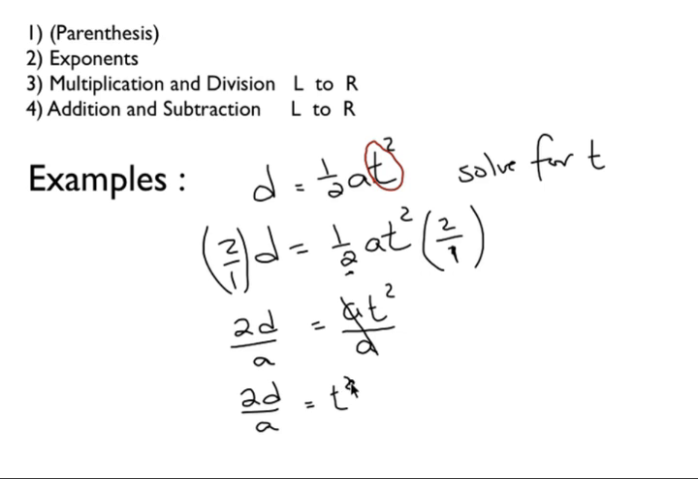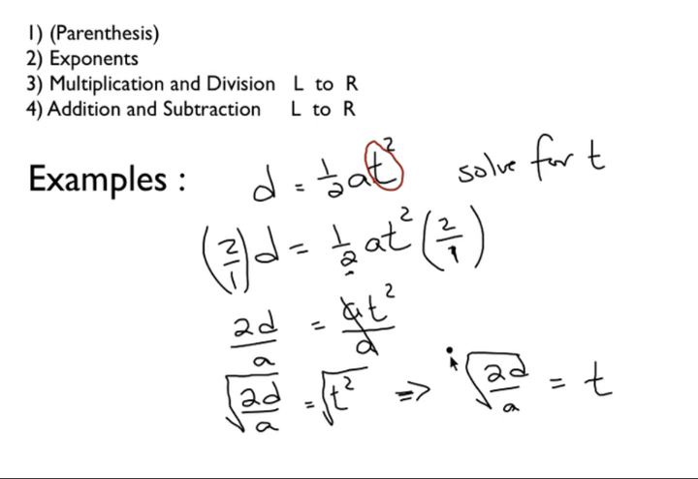And if you recall, the opposite of a square is a square root. I'm running out of room here, so I'm just going to put the square root symbol. What I do to one side, I have to do to the other. So I end up with the square root of 2d divided by a is equal to t, and that is our final answer. Remember, the opposite of a square is a square root, so the square root of t squared is just t by itself.